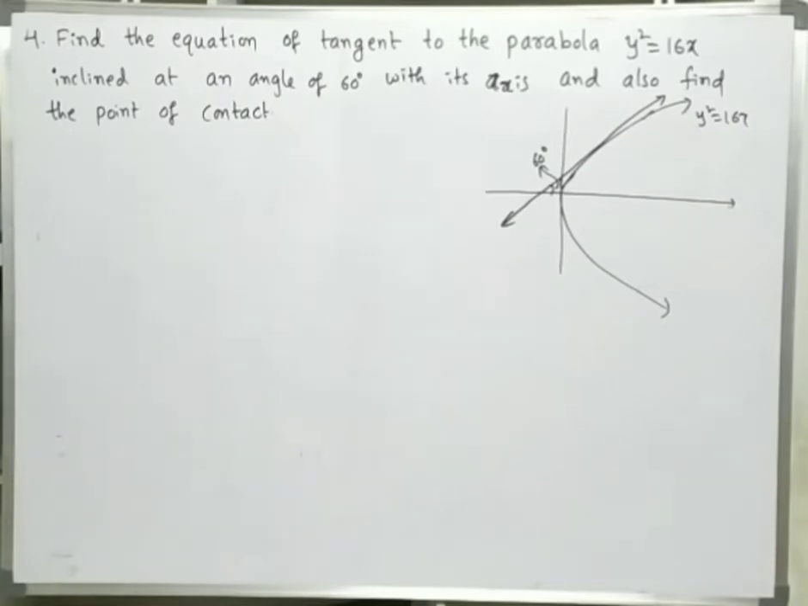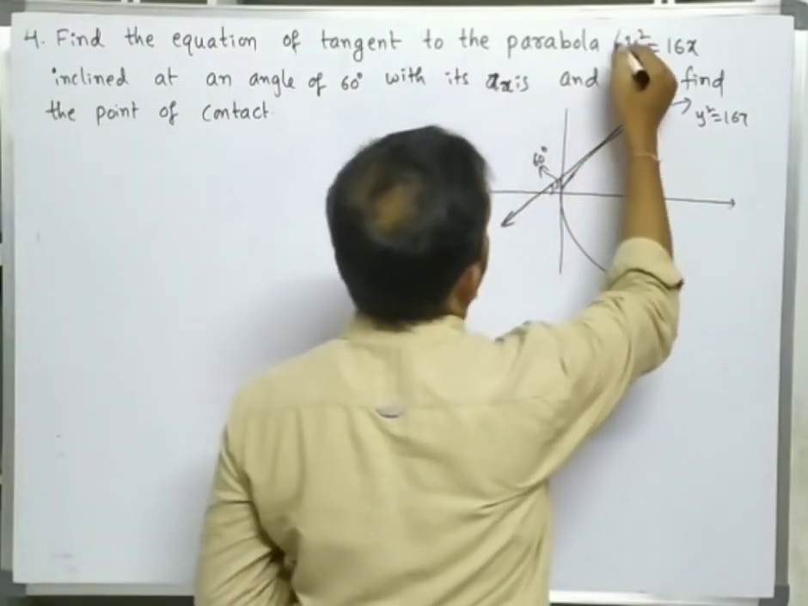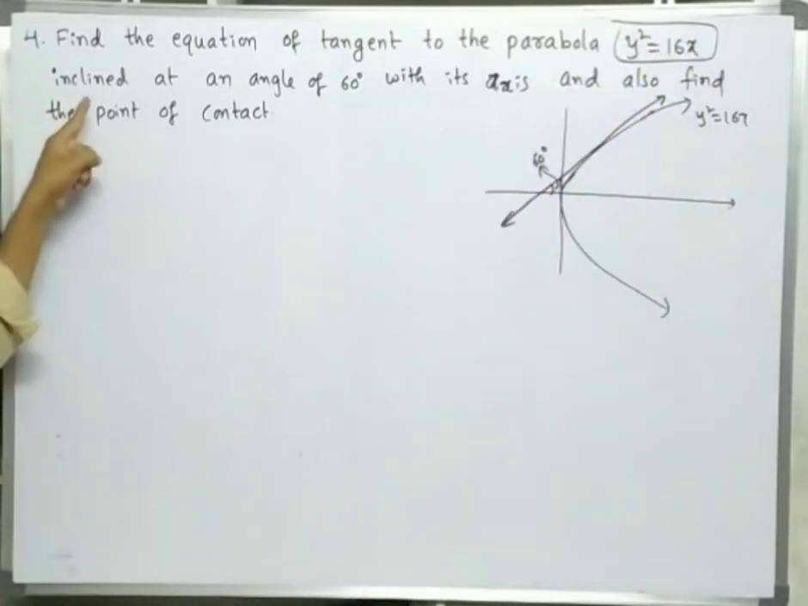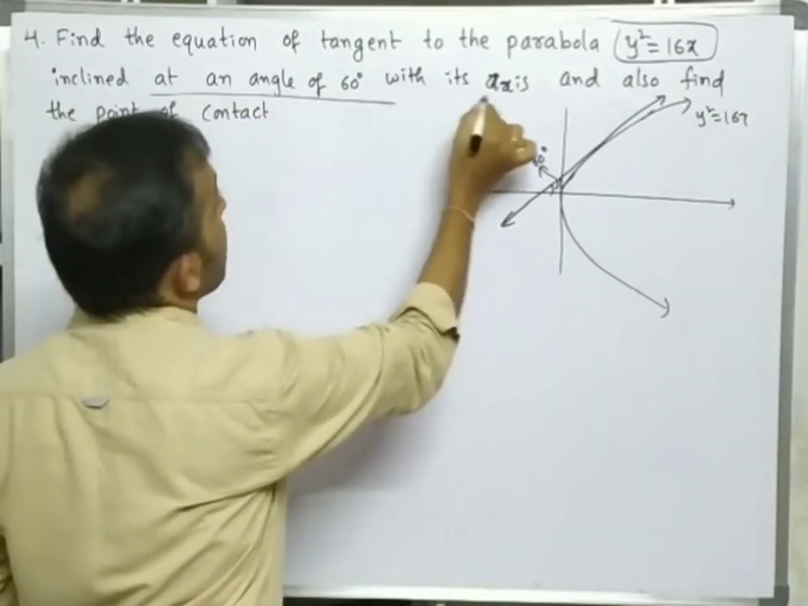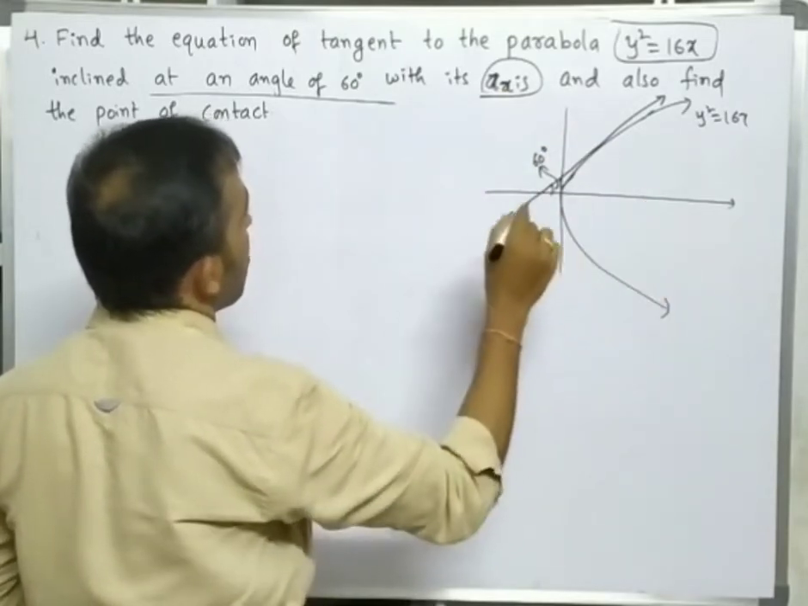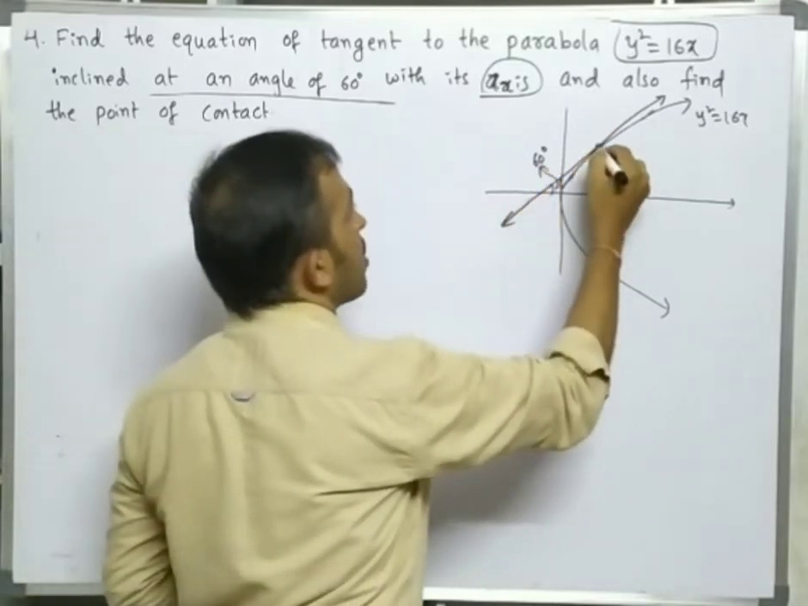Next, find the equation of the tangent to the parabola y square is equal to 16x, inclined at an angle of 60 degrees. Here the angle is given with the axis of the parabola. What is the axis of the parabola here? The x axis. And also find the point of contact.